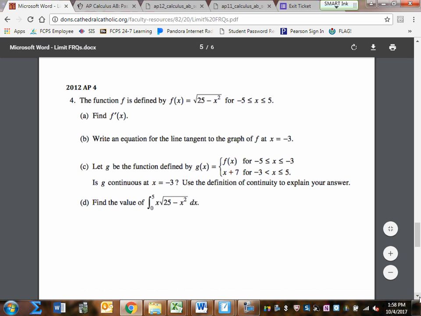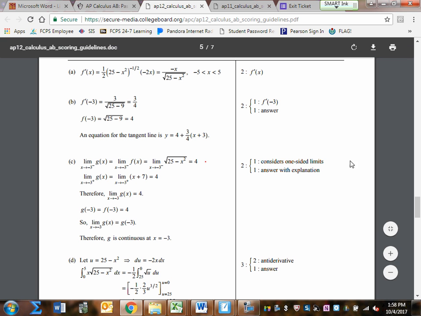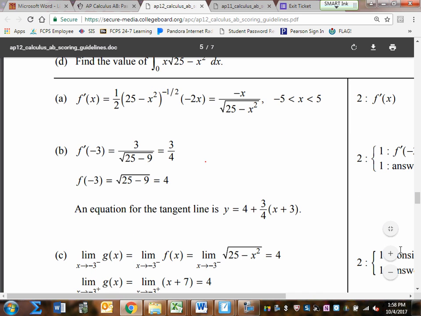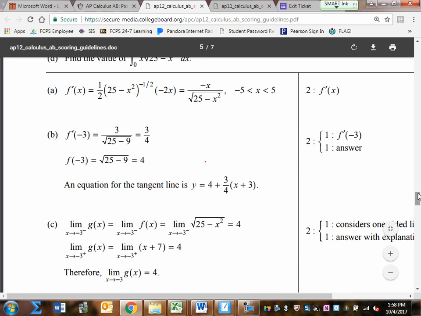Alright, so in 2012 for part C, they give us g of x, and then it says, is g continuous at x equal to 3? And again, you've got to justify all that. Now notice that here, we're dealing with multiple different functions, so you'll see for their answer that they did start off by specifying we're doing the limit of g of x. Let me try zooming in a bit here.